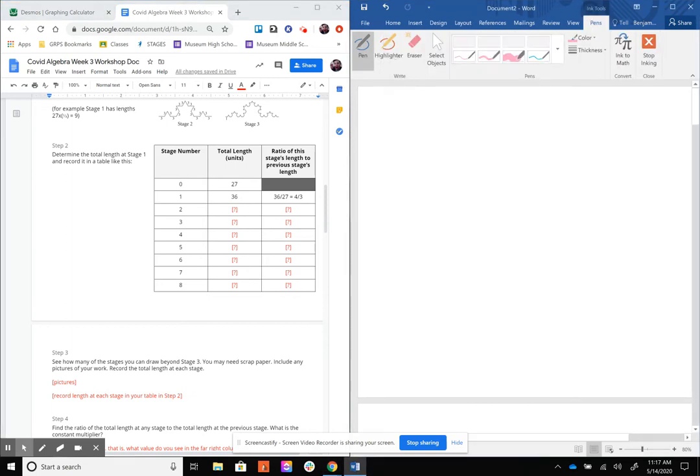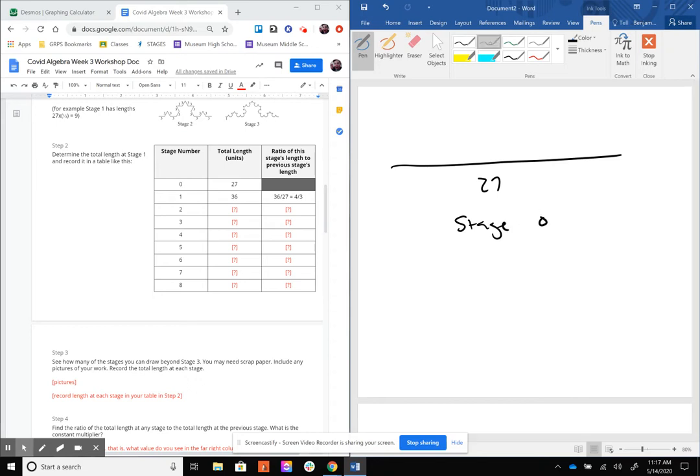We started with a stage 0 that was 27 in length. So stage 0. And we noted that if we wanted to get to stage 1, we needed to cut this in thirds. So we're going to divide by 3. And then we're going to add 2 of these right here, which means that we're actually getting 1, 2, 3, 4 new segments. So we're really multiplying by 4.